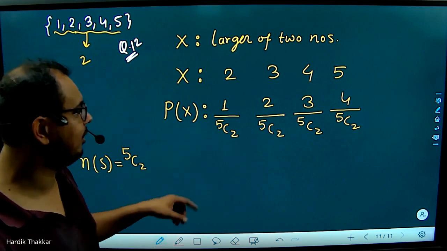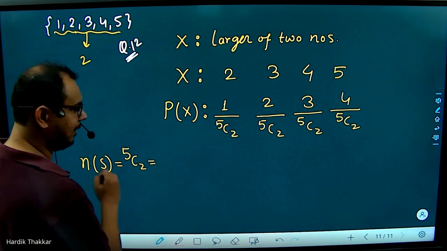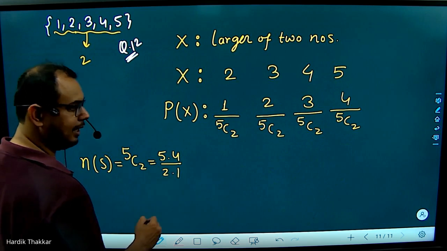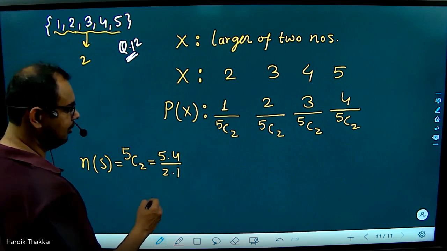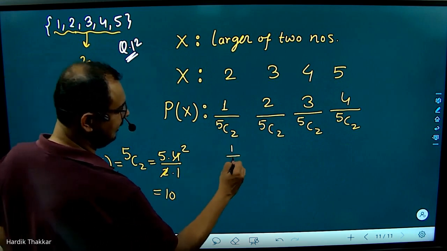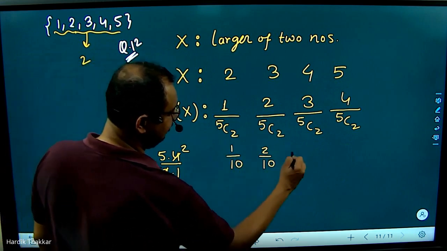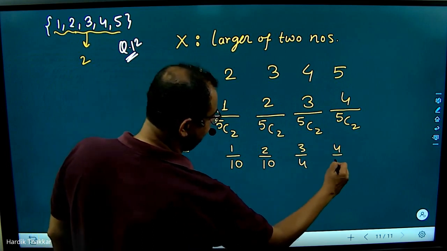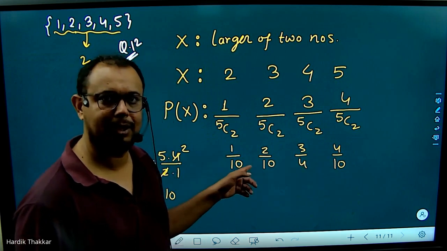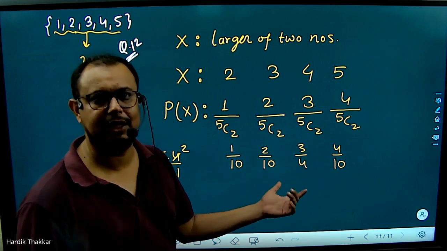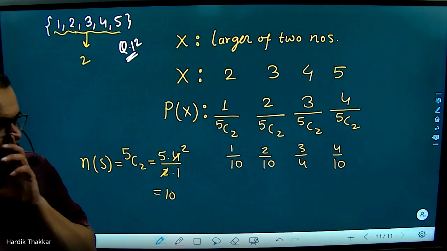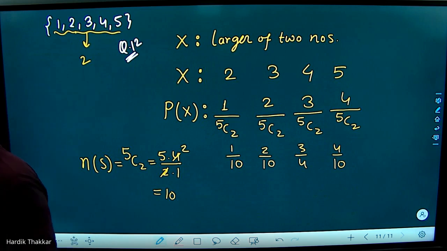For that, we will calculate the value of 5C2. So 5C2 is 5 into 4 divided by 2 into 1. Correct? Okay. So 2 ones are 2, 2 twos are 4, so it is 10. Now the denominator is 10. So 1 upon 10, 2 upon 10, 3 upon 10, 4 upon 10. Correct? Now add all the probabilities. If we get 1, then yes, our distribution table is correct. So this will be the probability distribution.